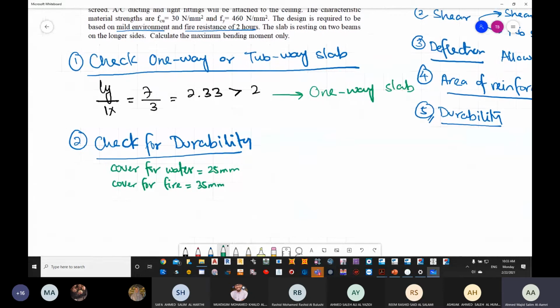Now, I cannot provide 2 covers, one to protect me from water and another one to protect me from fire. So I'm going to only pick one. Which one will that be? It will be the highest. If I pick the 25 mm for the water, that will protect me from water, but it's not sufficient to protect me from fire, because fire requires 35. Now, if I provide 35 as my cover, it will protect me from both water and fire. It will be sufficient for both. So always you need to take the higher value. So this is in terms of cover. There is another thing to be taken into account, which is minimum dimension.